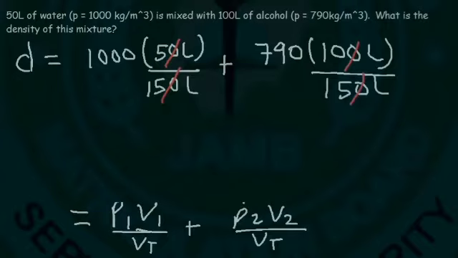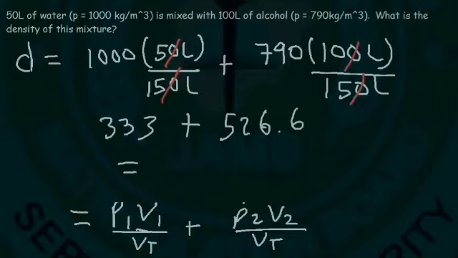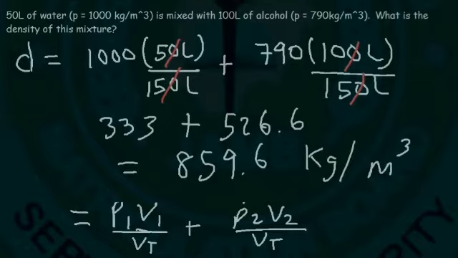So the first part, 1,000 times 5 divided by 15, is about 333. So that's the contribution from the water. And for the other part, 790 times 10 over 15, it's about 526.6. If we add the two, it's 859.6. So that is the density in kilograms per cubic meter for the mixture.